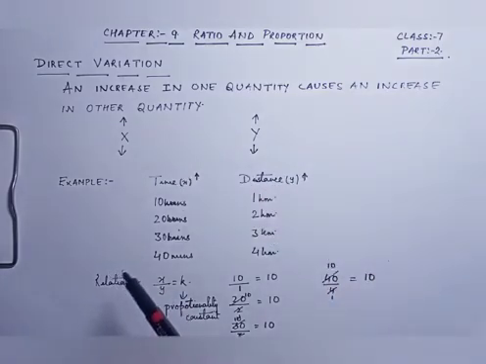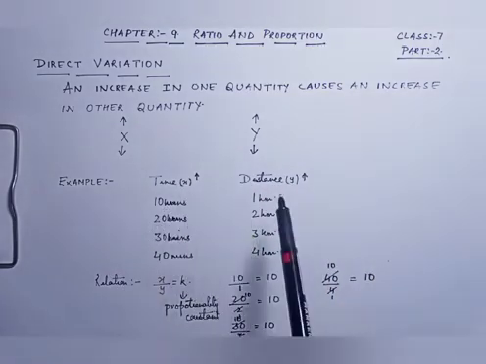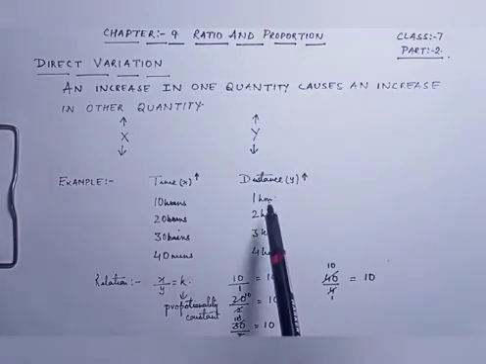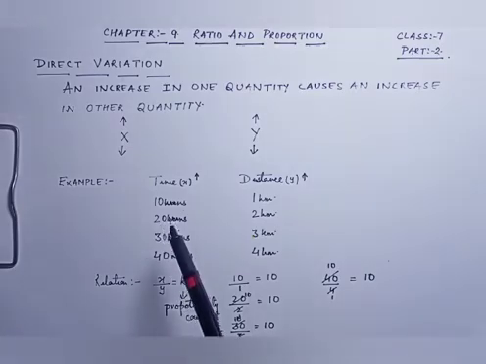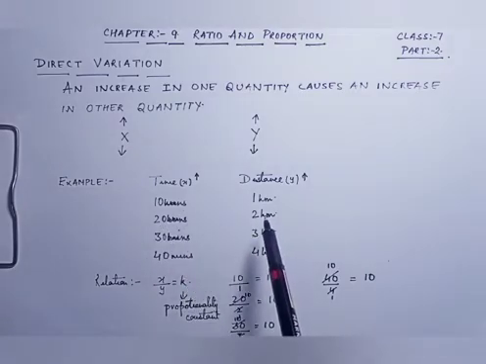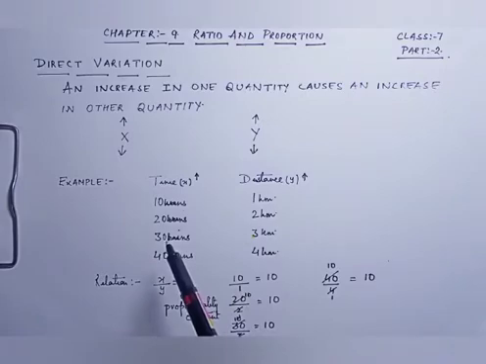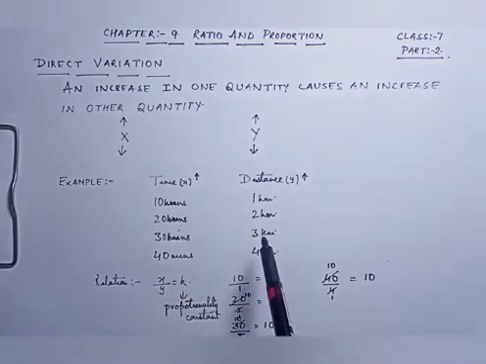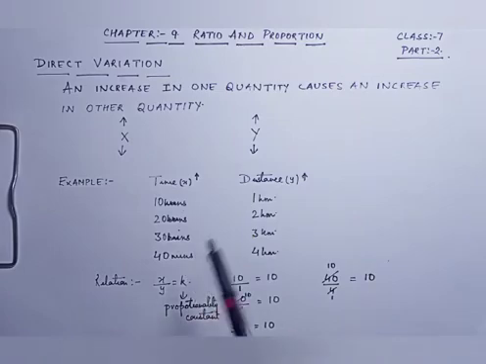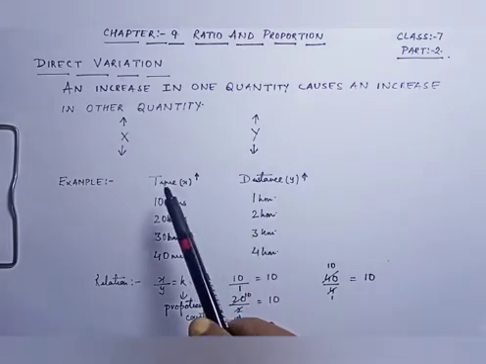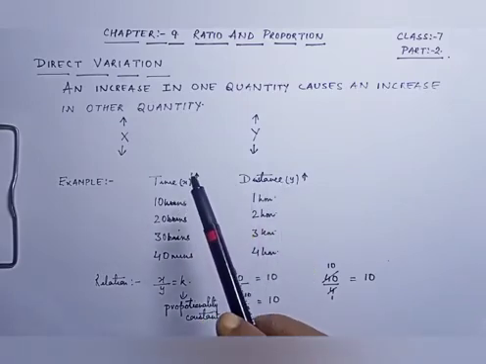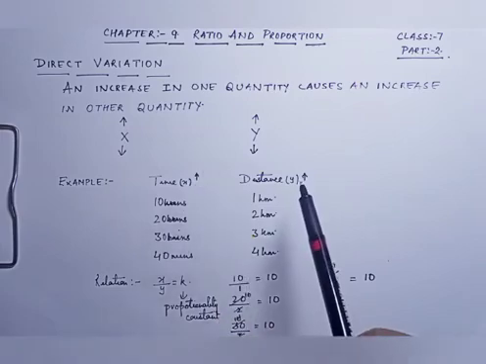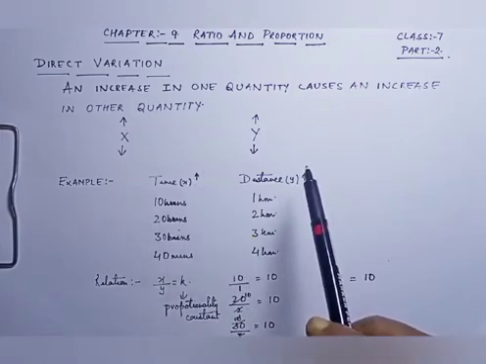If a car takes 10 minutes to travel a distance of 1 kilometer, similarly a car is going to take 20 minutes to travel 2 kilometers, 30 minutes to travel 3 kilometers, and 40 minutes to travel 4 kilometers. So if we are assuming time as x and distance as y, you can see if there is an increase in x, definitely there will be an increase in y also.